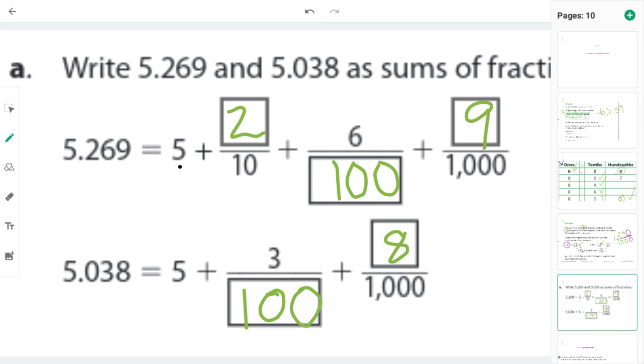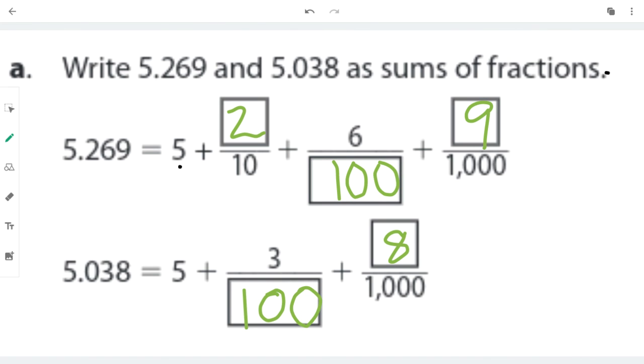We'll go through this step by step. This one says write 5 and 269 thousandths and 5 and 38 thousandths as the sum of fractions. We have 5 wholes, 2 tenths, 6 hundredths, and 9 thousandths. Down here, we have 5 wholes, no tenths, 3 hundredths, and 8 thousandths.